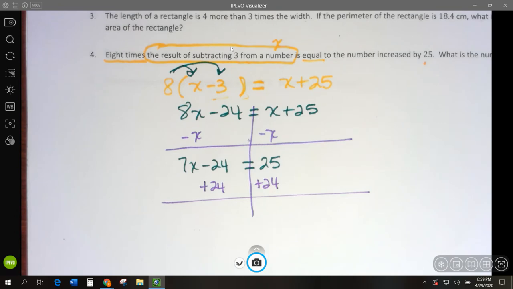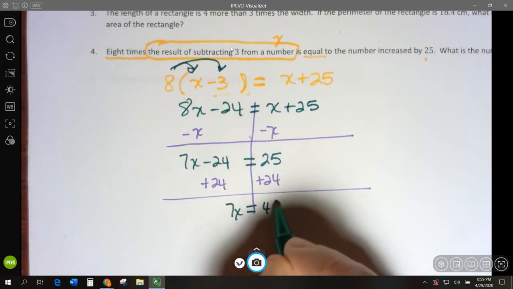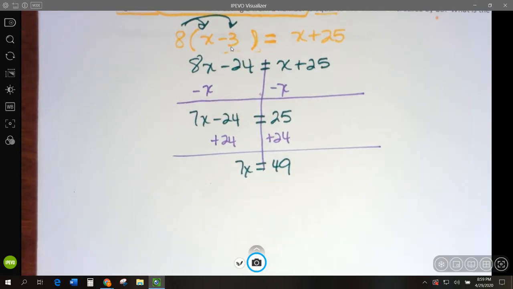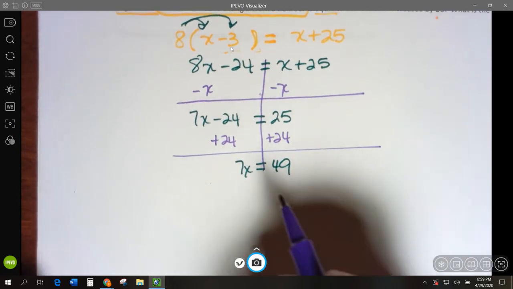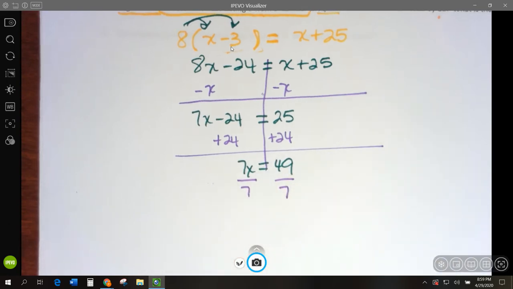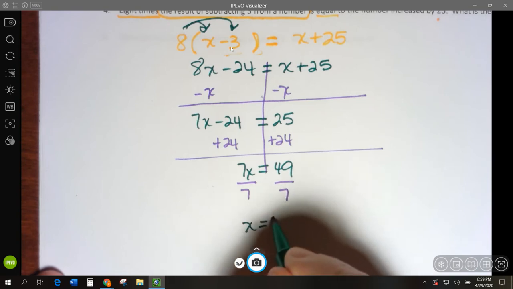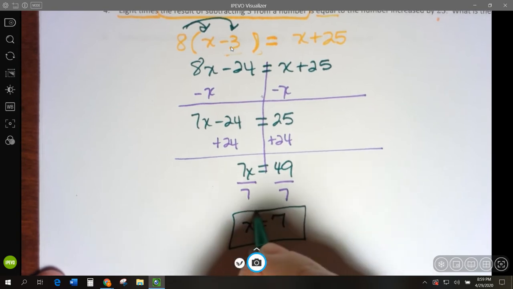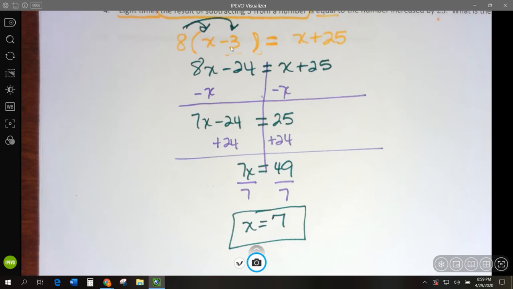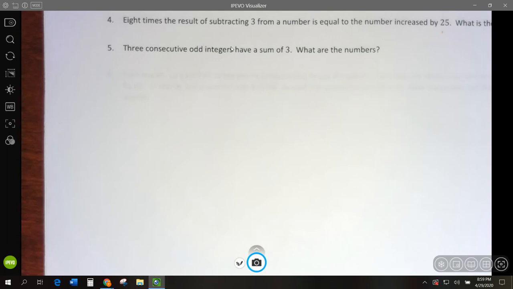And we get 7x equals 49. Now we have to divide both sides by 7. And x is going to be 49 divided by 7, or 7. Way to go. Let's go to number 5.